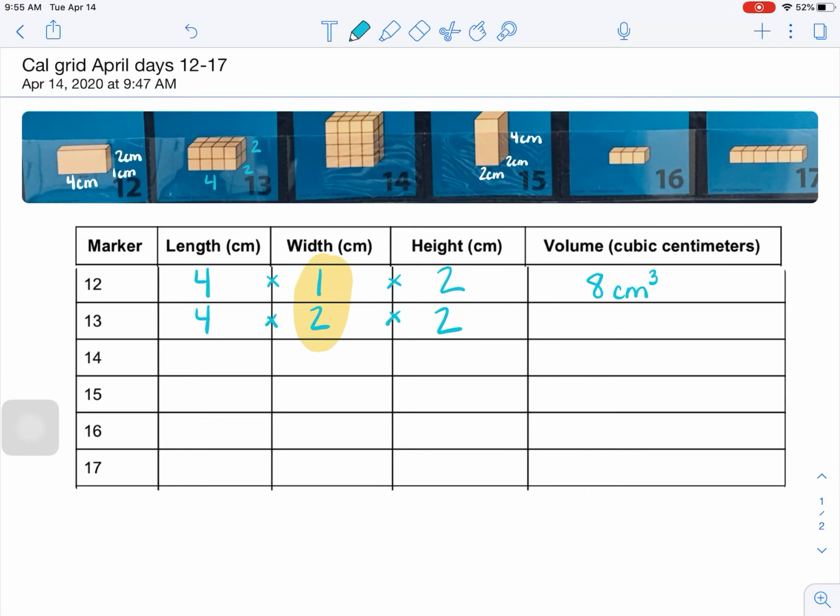So when you double a dimension, that's going to double your answer. So 8, when it's doubled, should give me 16. I always like to double check. 4 times 2 is 8. 8 times 2 is also 16, so I am good there.